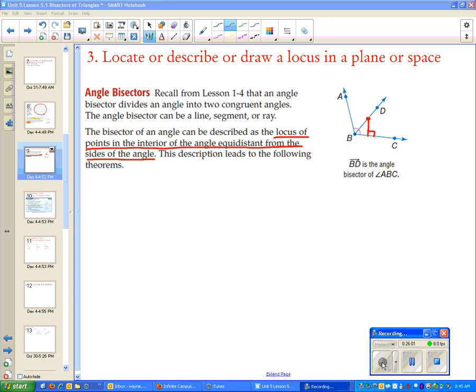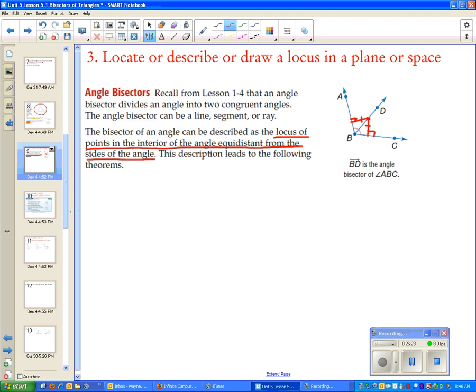So I draw in that little segment. That's the distance from the red point to side BC. I draw in a perpendicular segment over here. That's the distance from the red point to side AB. Those two distances are equal.